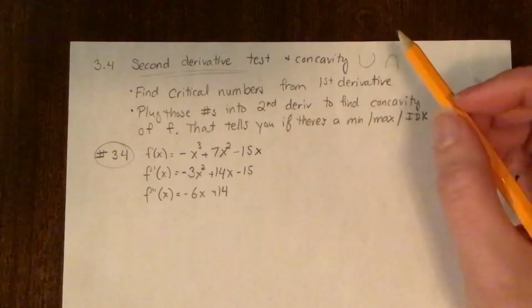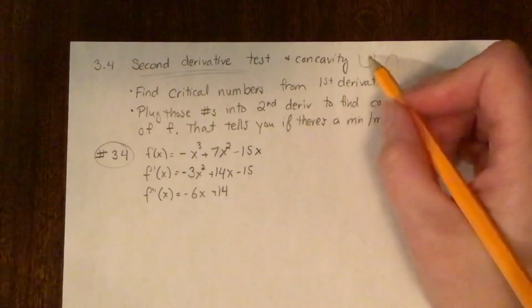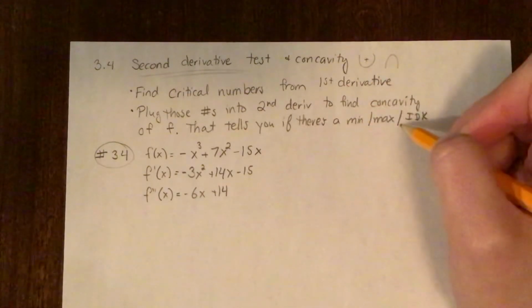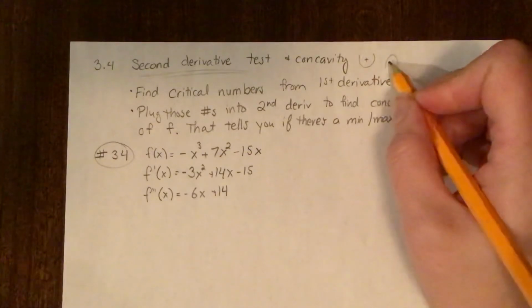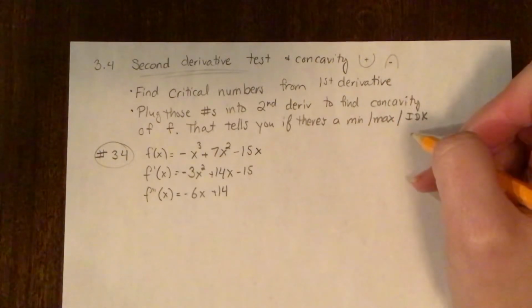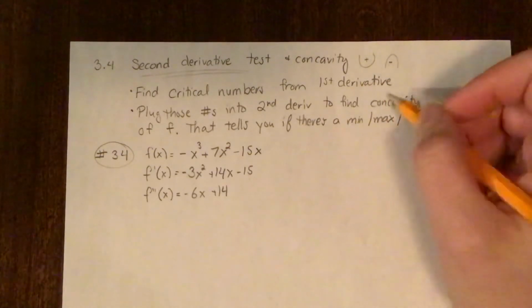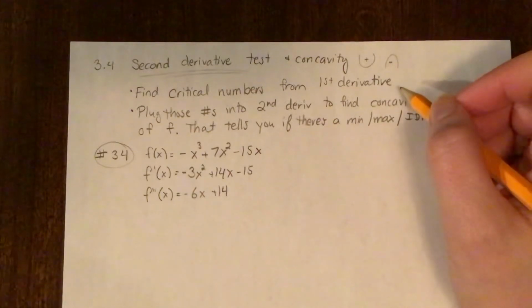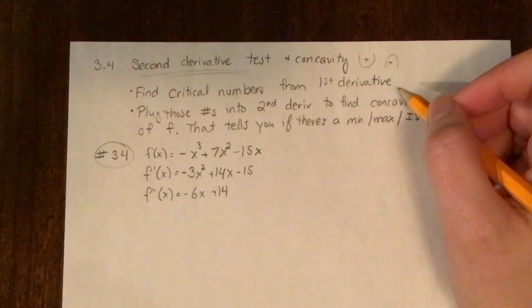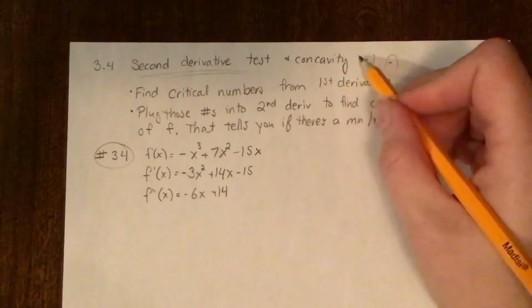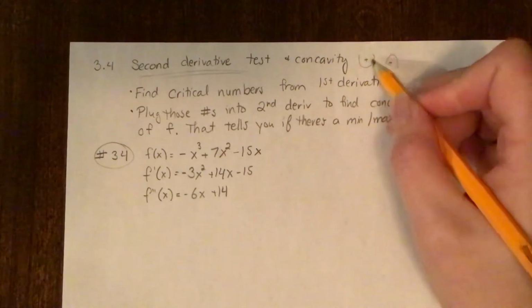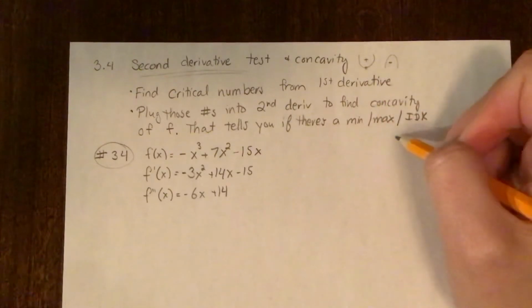So if the second derivative is positive, your graph is concave up. If your second derivative is negative, your graph is concave down. Now, why do we care about this? Because we are told that we are trying to find mins and maxes. Well, take a look here. If you are concave up, right here is going to be a minimum.